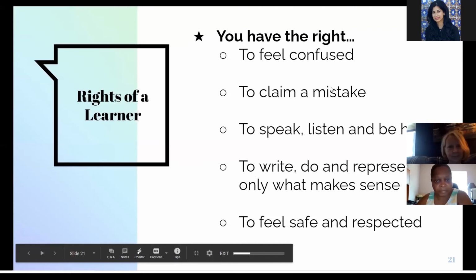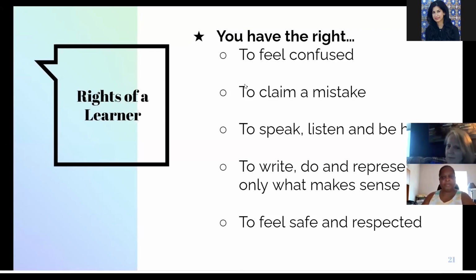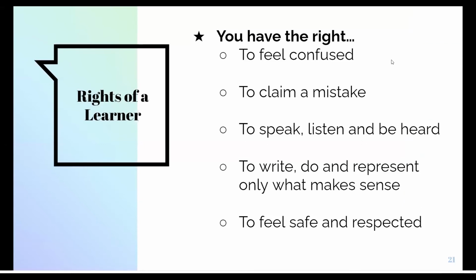All right, so before we begin, I want to go over your rights as a learner. You have the right to feel confused. Confusion is a part of a learning process. You have the right to claim a mistake. Our brains grow when we make a mistake, and it's a learning opportunity for all of us. You have the right to speak, listen, and be heard. You have the right to write, do, and represent only what makes sense to you. And you have the right to feel safe and respected.